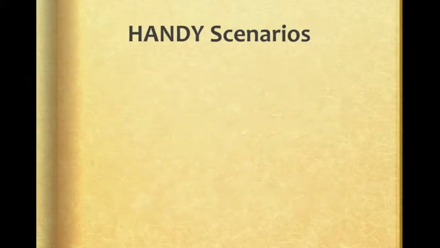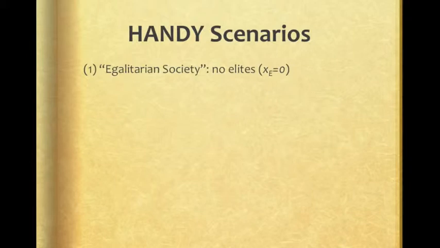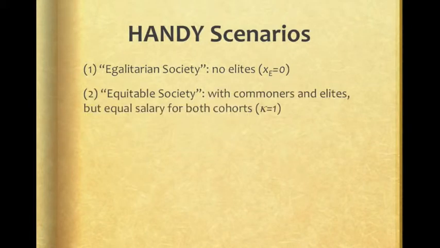So let's look at the scenarios that are described in the Handy paper. The first scenario is referred to as the egalitarian society. Egalitarian society meaning there are no elites, basically that x sub e is identically equal to 0. In the second scenario, they consider the equitable society. In this case you have commoners and elites, but they have equal salary for both. So this kappa coefficient is equal to 1.